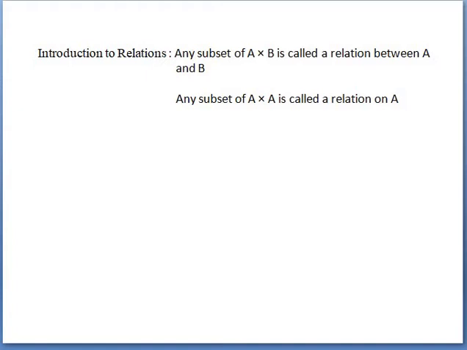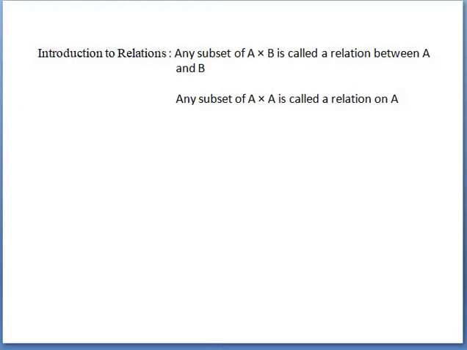But for the first example, any subset of A cross B, that is any subset of the Cartesian product of A and B, is called a relation between A and B. Here there are two sets. That's why a relation between A and B. So this small concept you have to be careful about.